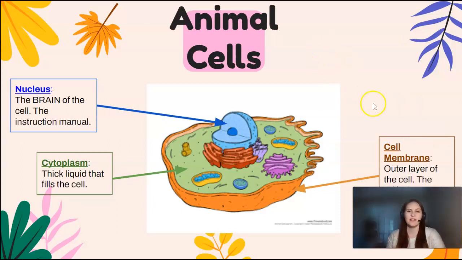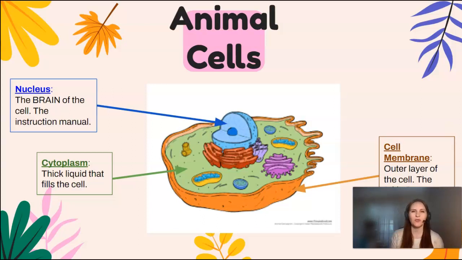Let's start with animal cells. The three main parts that you need to know for the cells in fifth grade for animals are the nucleus. The nucleus is that big blue ball in the middle that you see there. We can think of that as the brain of the cell. It sends messages out to all the other parts of the cell. It contains all the information. It's kind of like the instruction manual, if you will, of the cell.